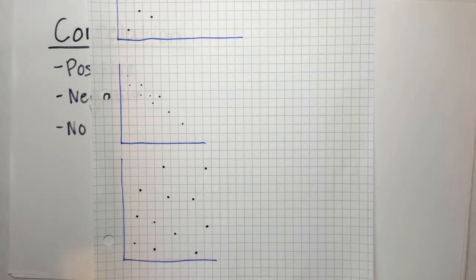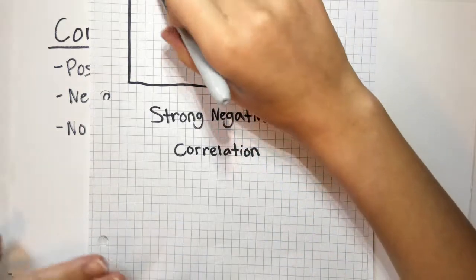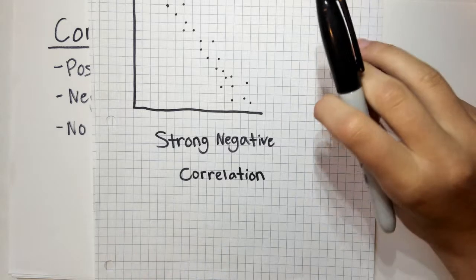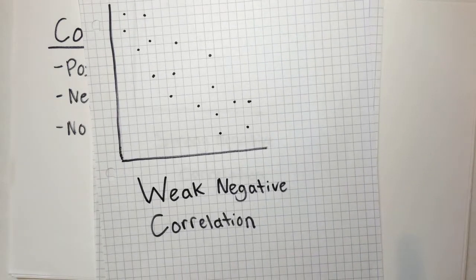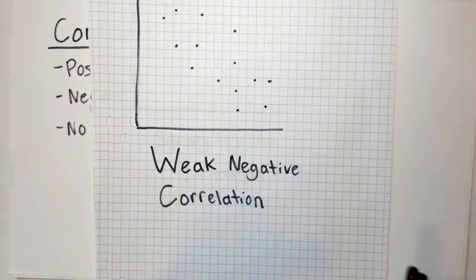Here is an example of a strong negative correlation. The points are generally going in a straight line, and none of them are that much out of place. This is an example of a weak negative correlation. They are a little bit scattered, but they are still pretty much going down.